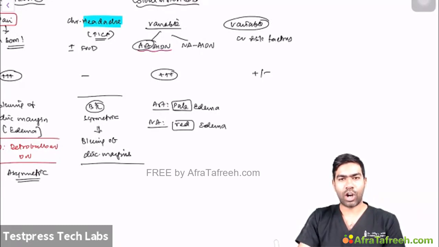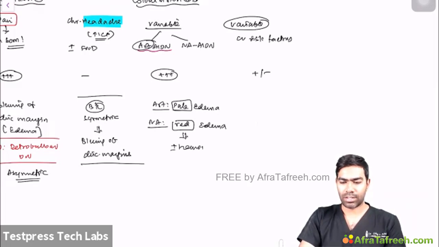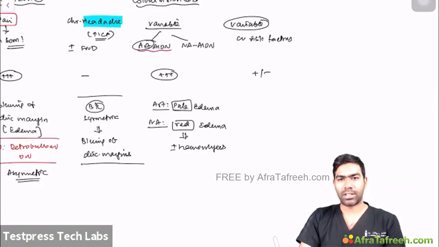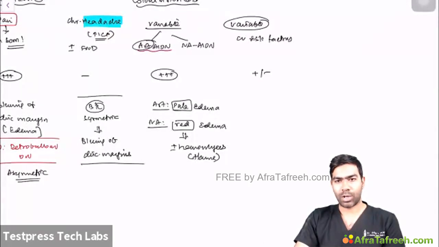Which means in the non-arteritic type, most of the time they will be associated with hemorrhages. Especially these hemorrhages are basically flame-shaped hemorrhages. And they can have dot blot type of hemorrhages also. So this is the fundus finding in AION, anterior ischemic optic neuropathy.